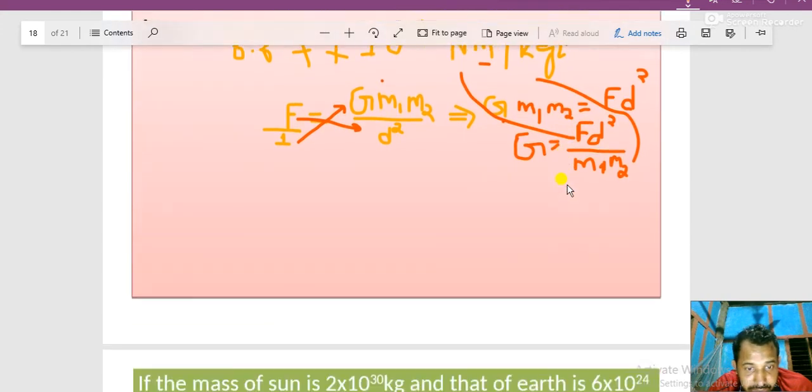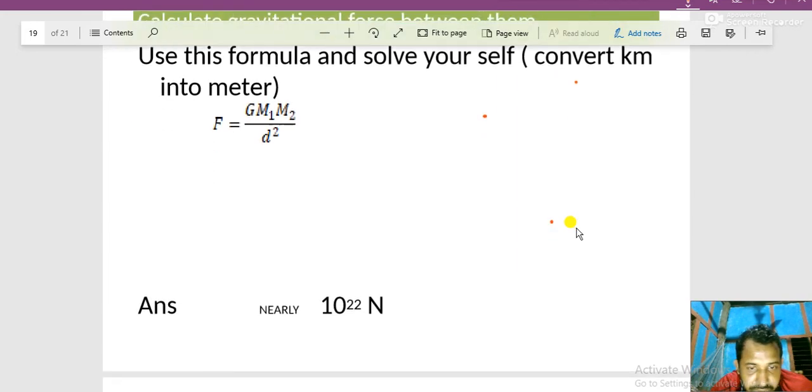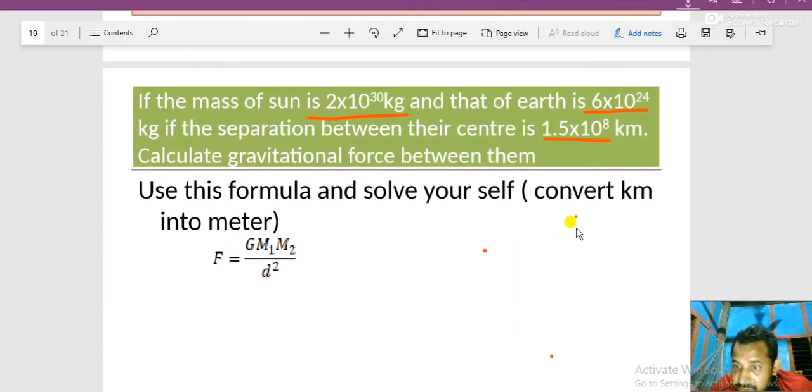Now let's go down. What is the question? If the mass of the sun is 2 into 10 to the power 30 kg, it's the actual mass of the sun, and that of earth is 6 into 10 to the power 24 kg. If the separation between their centers is 1.8 into 10 to the power 6 kilometers, calculate the gravitational force between them. In this case you will get nearly 10 to the power 22 newtons. So this is the sun, and if this is earth, they are attracted.